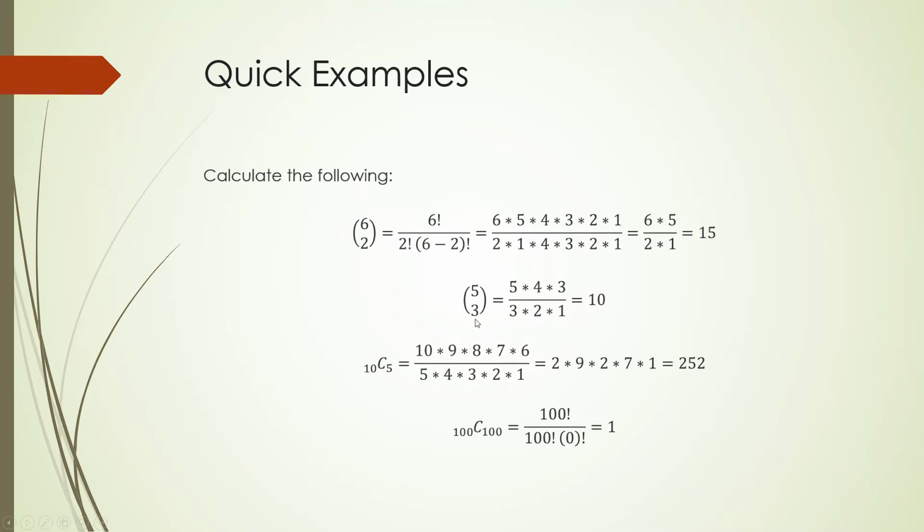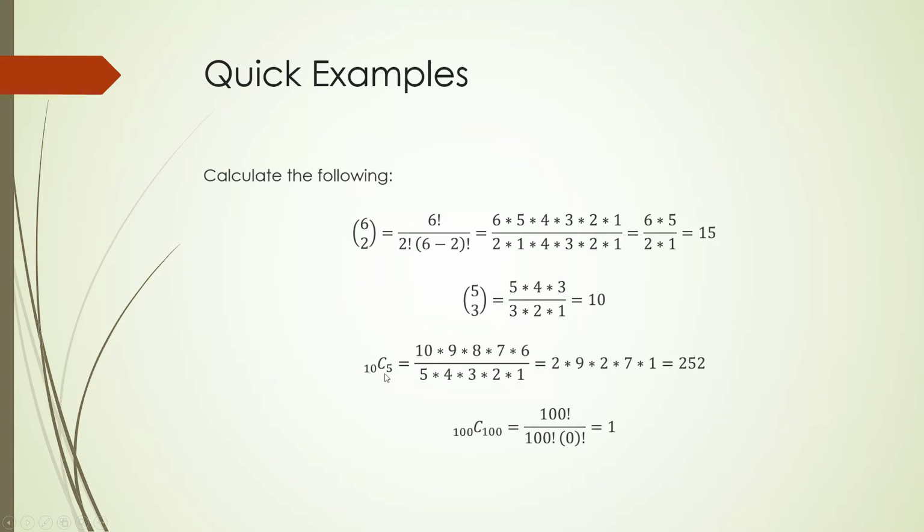Similarly, we've got 5 choose 3. So this will eventually reduce down to be 5, 4, 3 over 3, 2, 1, which is 10. There's 10 ways to pick 3 out of 5, assuming order doesn't matter.